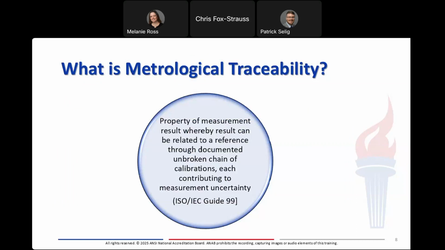We can define metrological traceability by looking at ISO/IEC Guide 99. It is a property of a measurement result whereby the result can be related to a reference through a documented, unbroken chain of calibrations, each contributing to the measurement uncertainty.